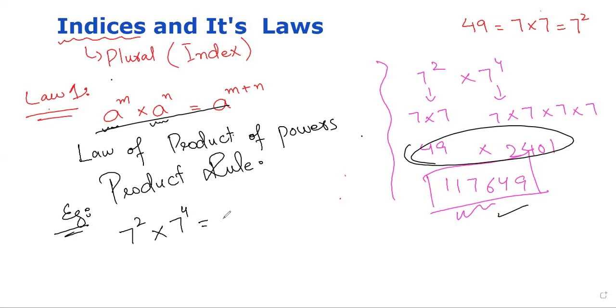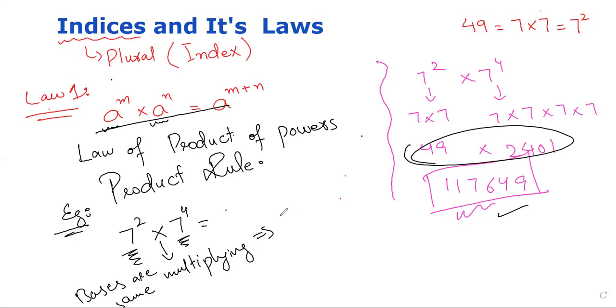How would you simplify? Let's have a look at this. 7 to the power 2 into 7 to the power 4: the bases are the same, both are 7, and they are multiplying. You have to keep in mind, when the bases are the same and multiplying, then what do we have to do? Keep the base the same and add the powers.